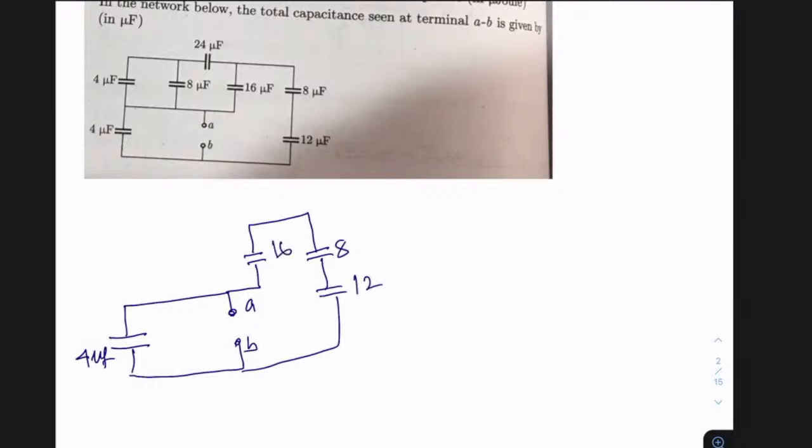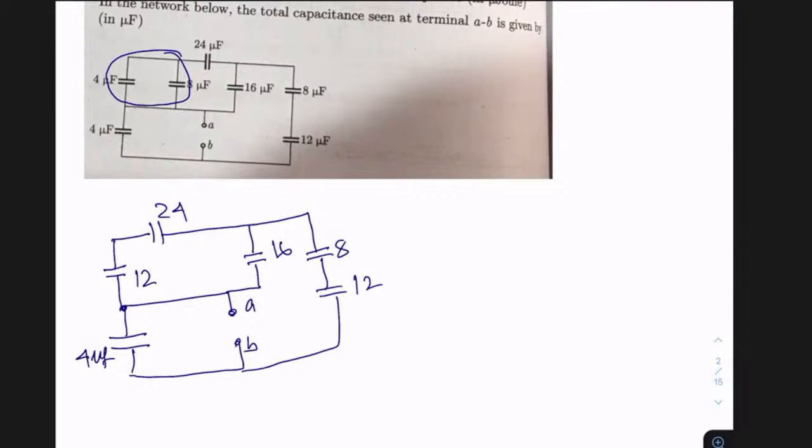So this is your A terminal and this is your B terminal. Then from this AB terminal, you have these 16, and then you have this 8, and then you have this 12. This is 8, this is 12, this is 16. Now these two, 4 and 8, I can replace by 12. So this I'm replacing by 12. And this 12 is in series with 24. Hopefully this makes sense now, right?